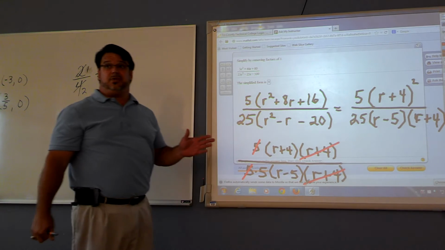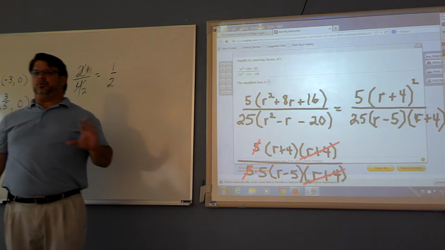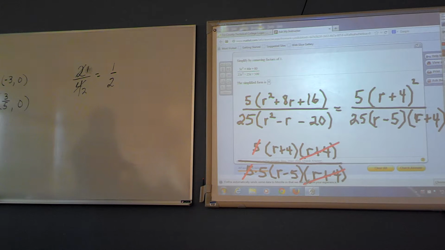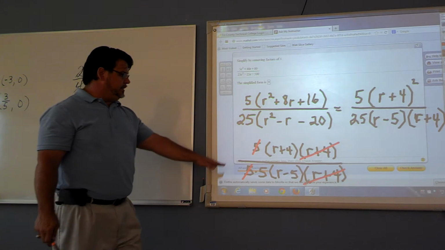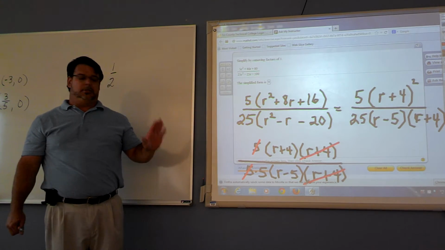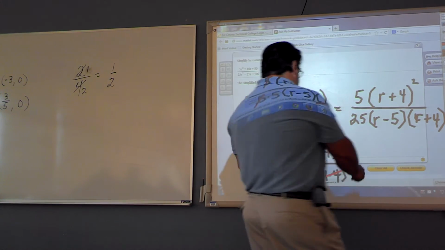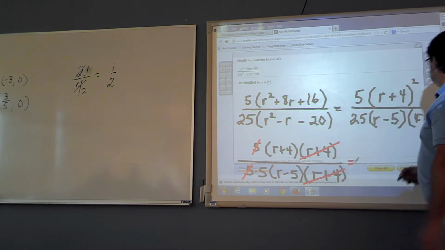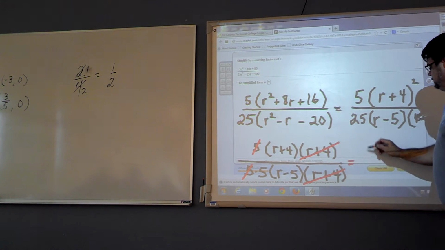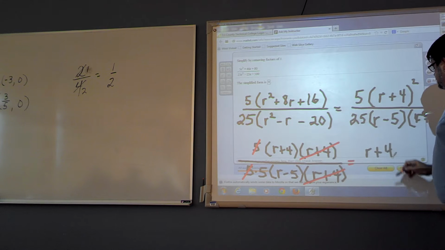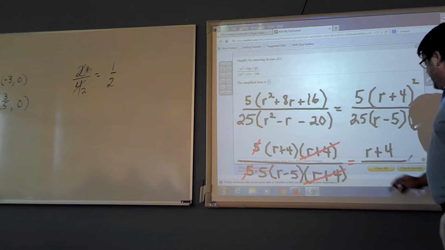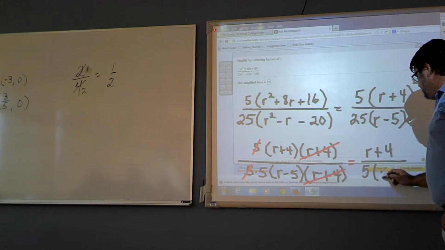Now, you could also do that in different ways with your exponential laws. You can do it, marking out however you do it. I don't care. I'm showing you the Mickey Mouse basic model on how to factor, how to clean it up. Let's write everything out and then cancel factors of 1. And that will leave us with a final answer of R plus 4 over 5 times R minus 5.